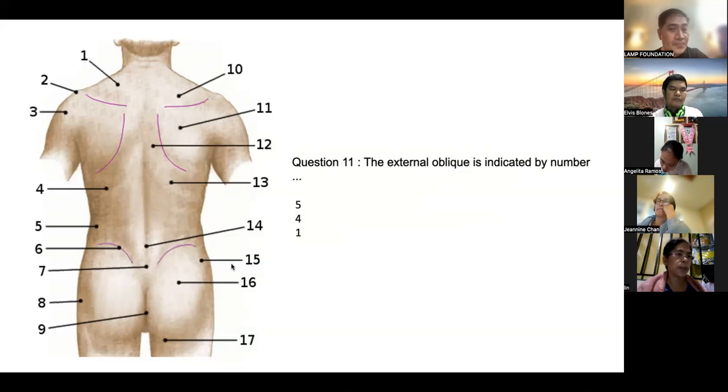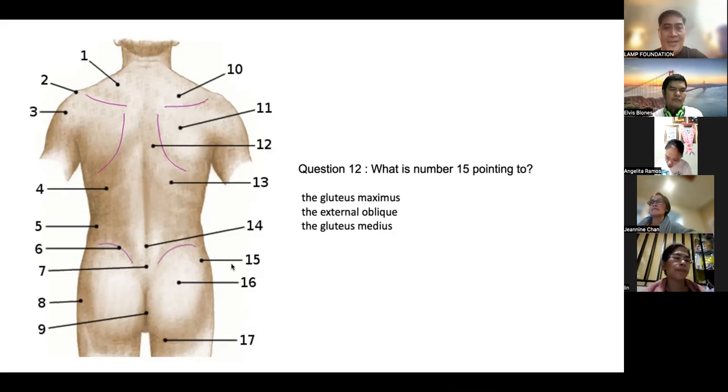The external oblique is indicated by number. External oblique is, asan na ba? Wait lang. Hindi ko masyado makita. I'm sure you remember kanina sa anterior. Yeah. Asan na siya? Number 5. Okay, don't panic next time.